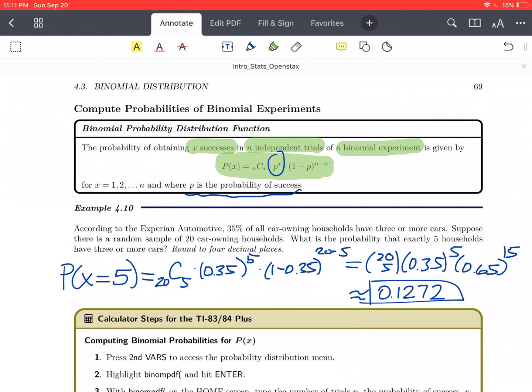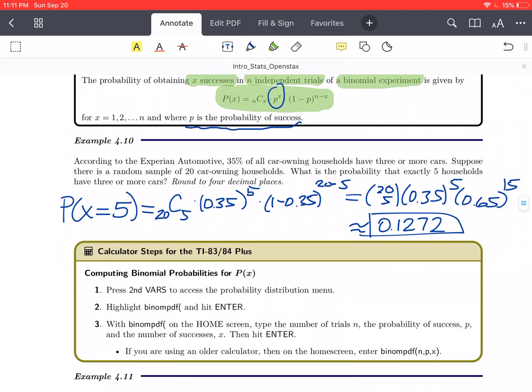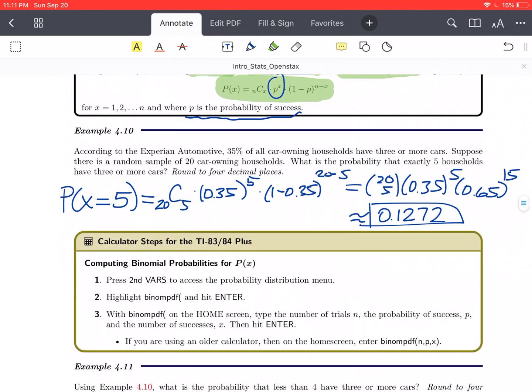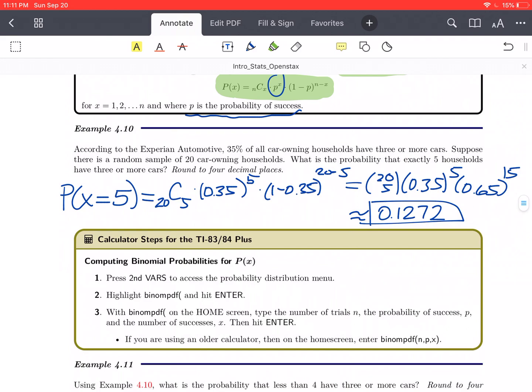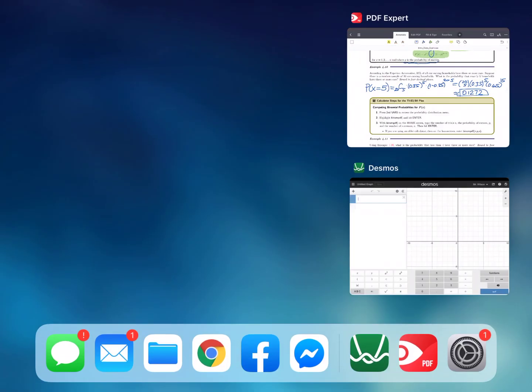Now, when it comes to computing binomial probabilities using technology, we can use Desmos for this, so I'm going to switch over to that.